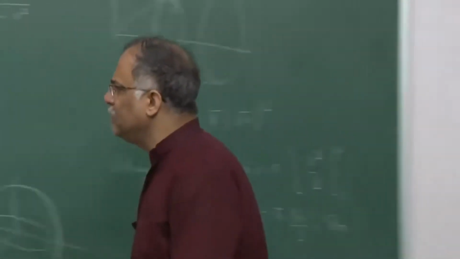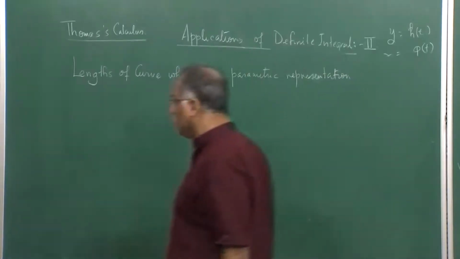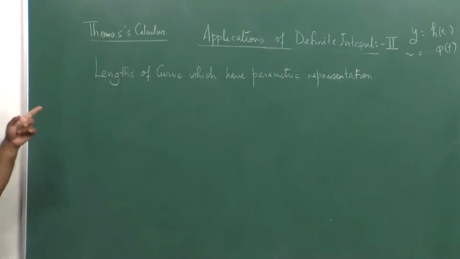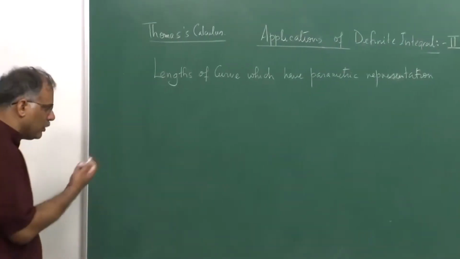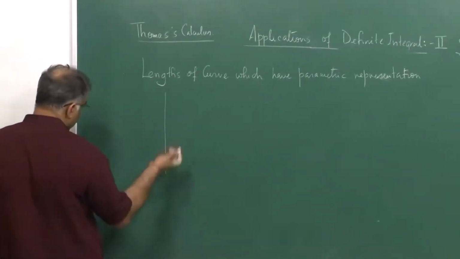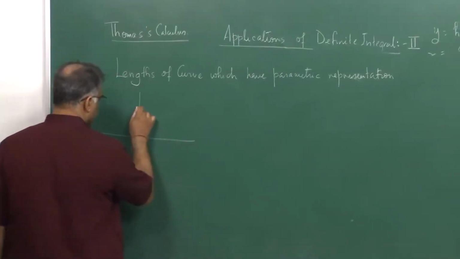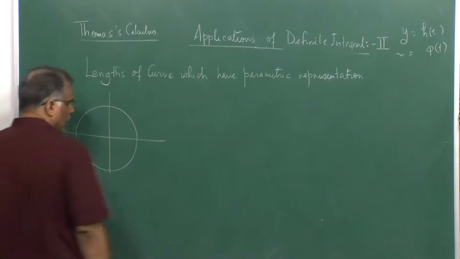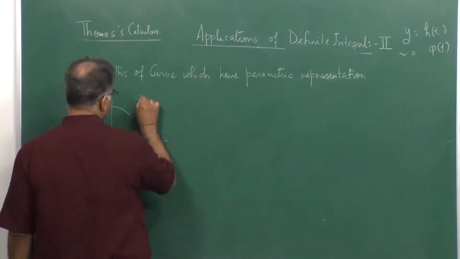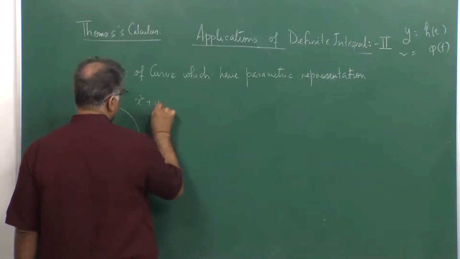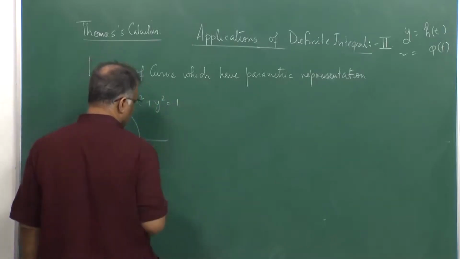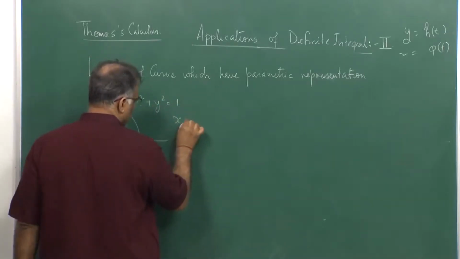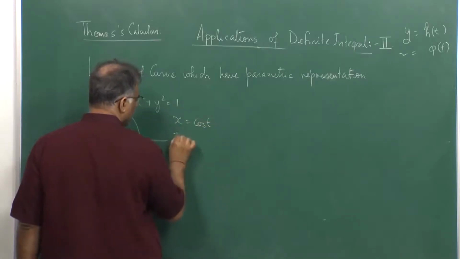So, examples of curves which have parametric representation. This is very useful. This parametric representation is not only useful for these calculus courses, but is also useful in very advanced mathematics like algebraic geometry. So, for example, if you have a circle, suppose it is x square plus y square equal to 1. I can represent this curve as x equal to cos t, y equal to sin t.